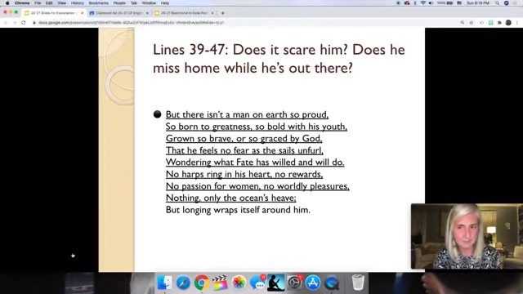Does it scare him? Does he miss home while he's out there? Well, let's see. This is in lines 39 to 47 of the text. He acknowledges that it does frighten him and he does miss home. So let's look at the lines that show us evidence of that.